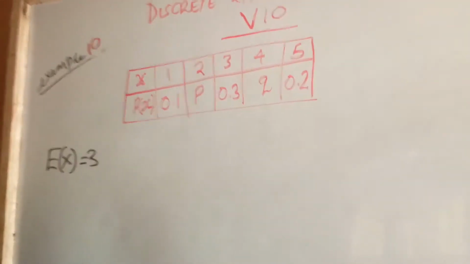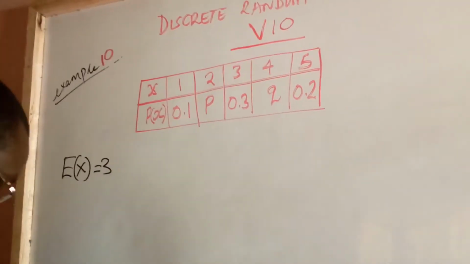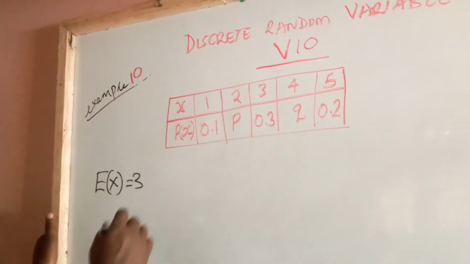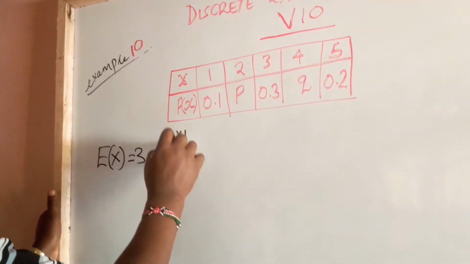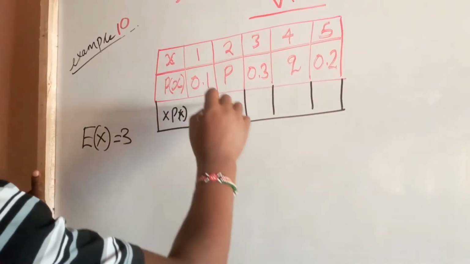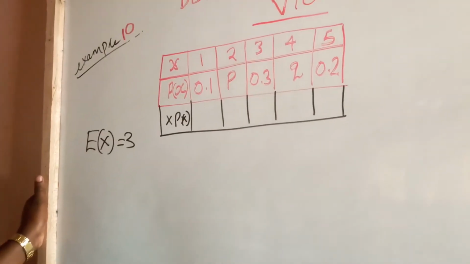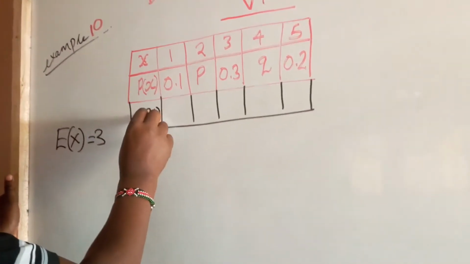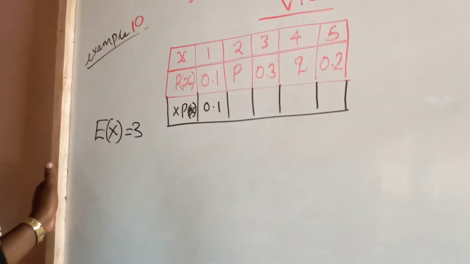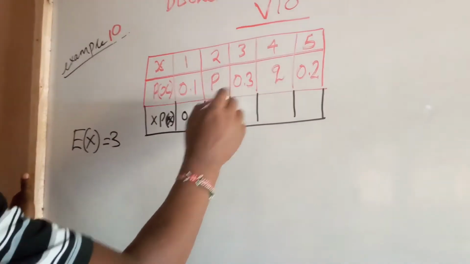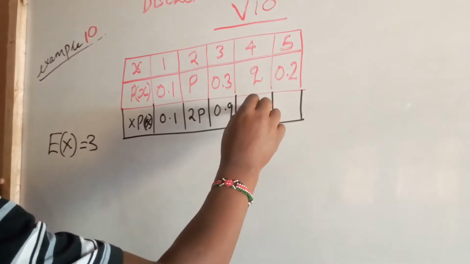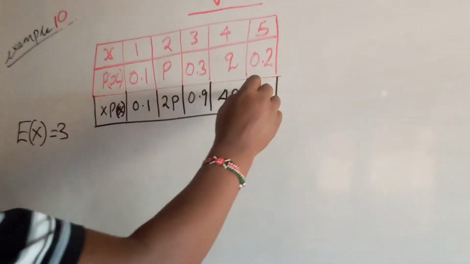We have the expected value of x, and of course we know the expected value of x is sigma xP(x). So first of all we need to create another row that gives us the product of x multiplied by the probability of x. So 1 times 0.1 is 0.1, 2 times p is 2p, 3 times 0.3 is 0.9, 4 times q is 4q, and 5 times 0.2 is just 1.0.